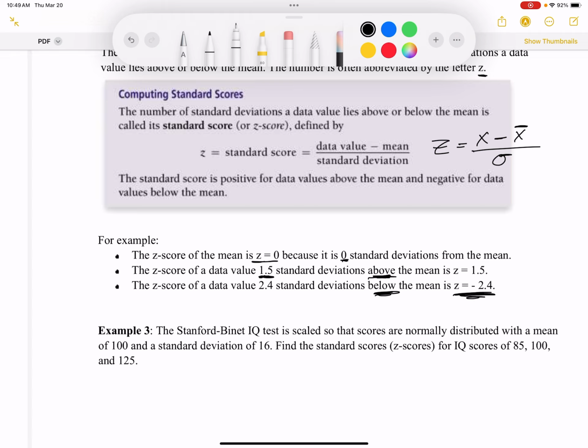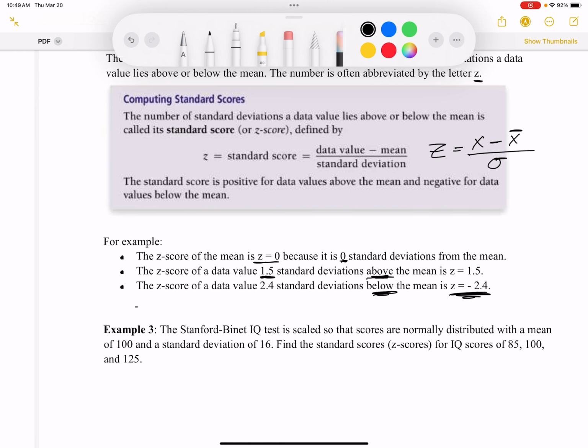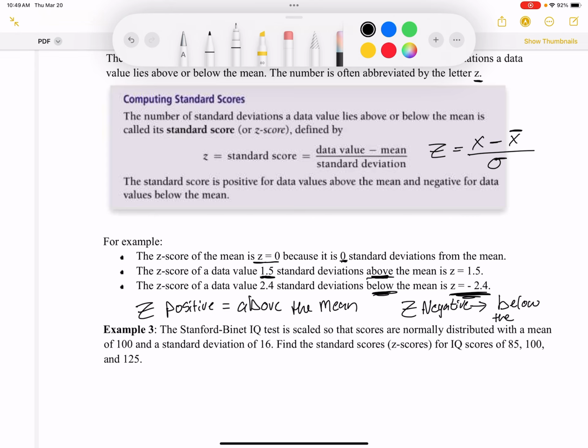So when the Z-score is positive, that means we're above the mean, or the average. And when the Z-score is negative, we're talking about below the mean, or the average.